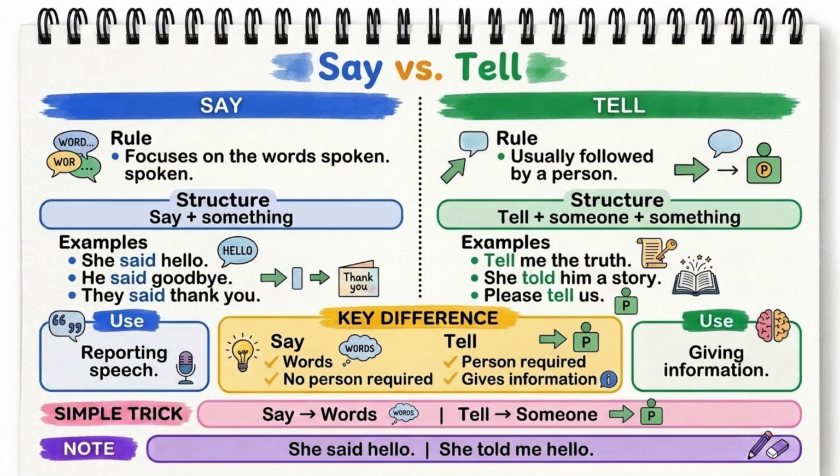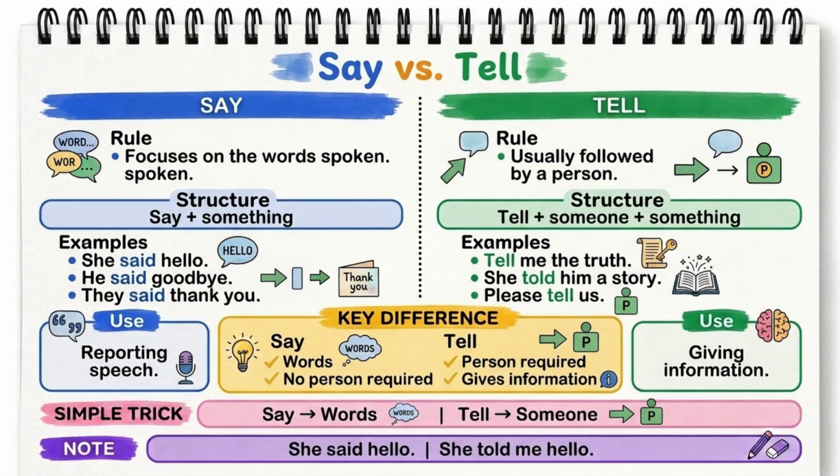Here is an easy memory trick. Say equals words. Tell equals someone. Let's practice. Which sentence is correct? She said thank you. Perfect. Now try this one. She told me the news.